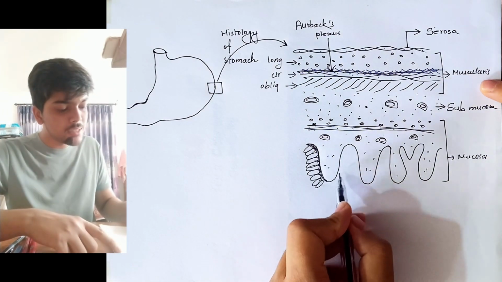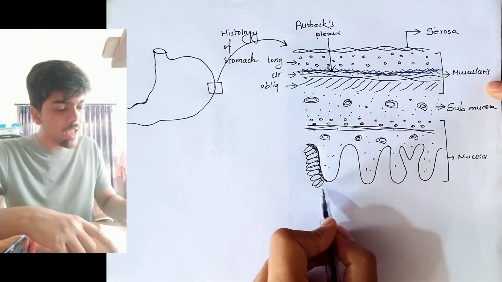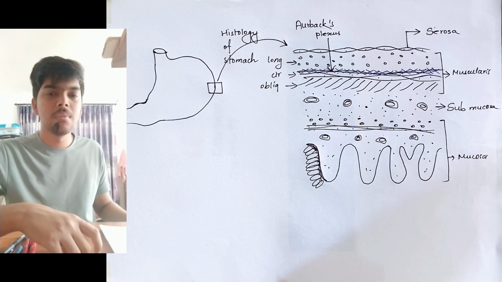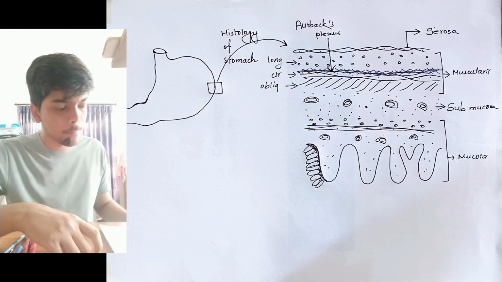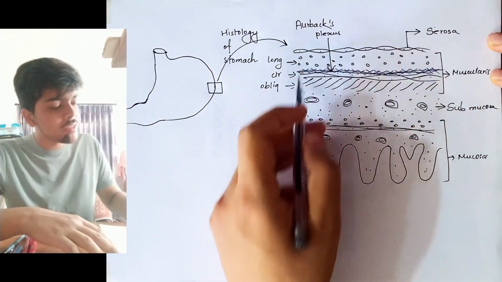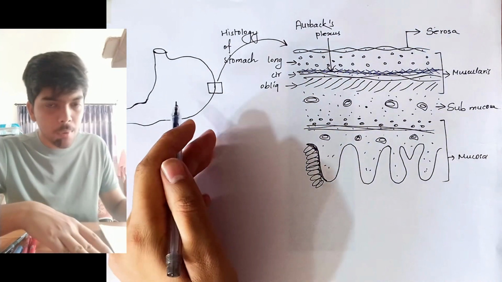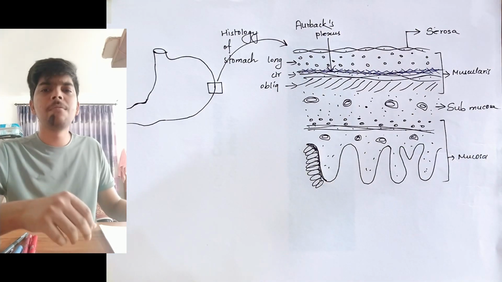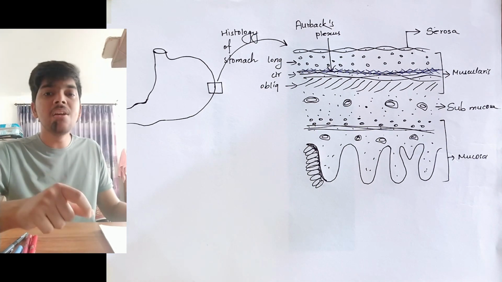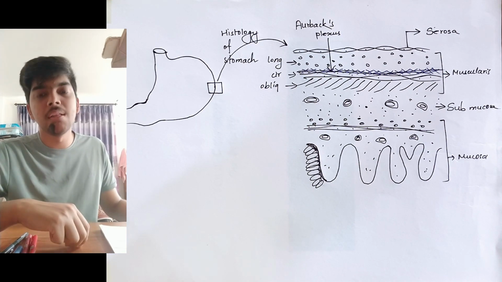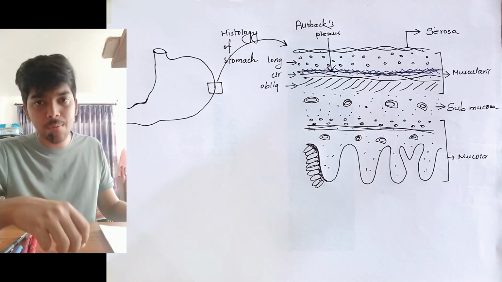The mucosa is present in the form of foldings, and these foldings along with the epithelium form glands. Since these glands are tubular in shape, they are called tubular glands. So throughout this diagram that I have drawn, all I want to say is your stomach is lined by different types of tubular glands. And these tubular glands are lined by secretory cells that are columnar in shape. These columnar secretory cells secrete various types of chemicals.